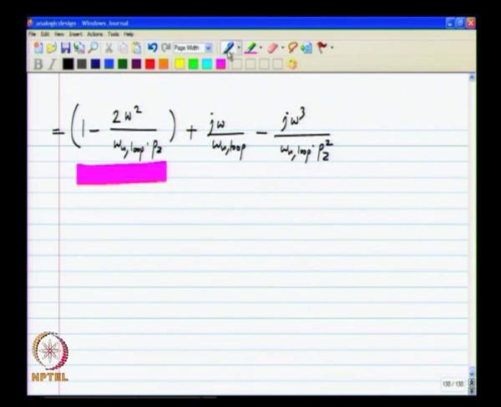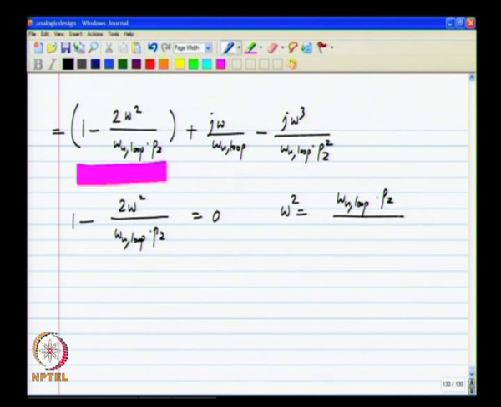By equating the real part to 0, I get 1 minus 2 omega square by omega u loop times p 2 to be 0, and this says that omega square is omega u loop times p 2 divided by 2.